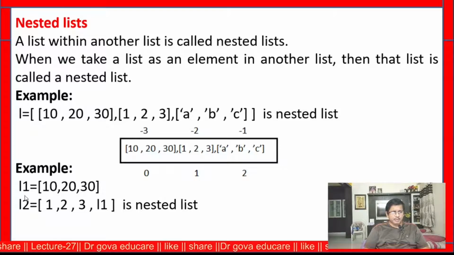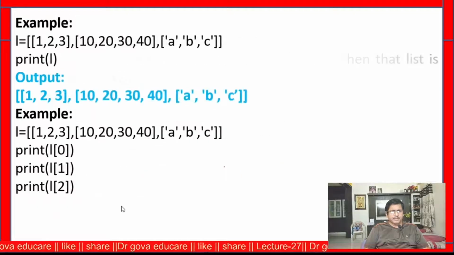Now another example. L1 is equal to 10, 20, 30, it is a list. I am creating another list as a nested list. In this nested list, L1 is one of the elements, 1, 2, 3. L1 is one list, so it is also called a nested list. Now see another example. Now this is the nested list. First element 1, 2, 3. Second element 10, 20, 30, 40. Third element A, B, C.